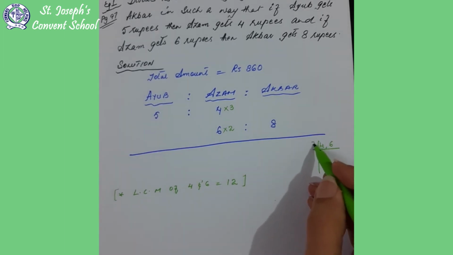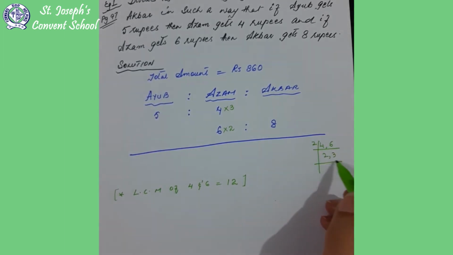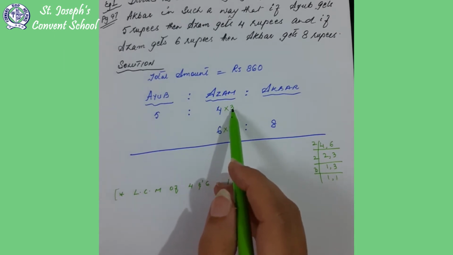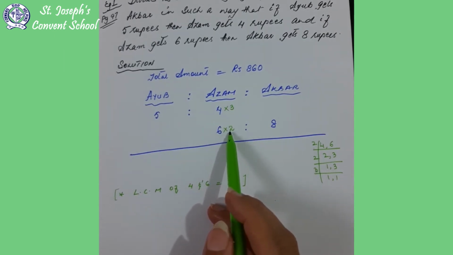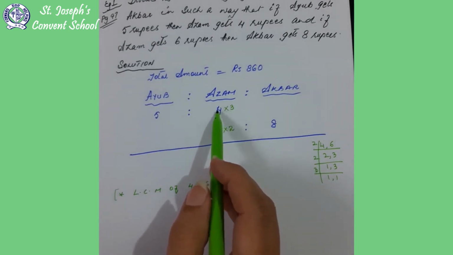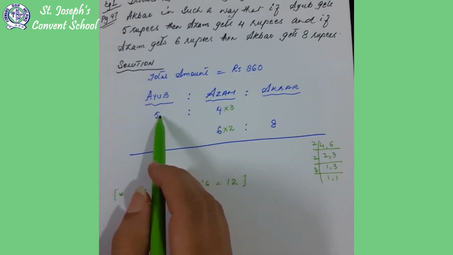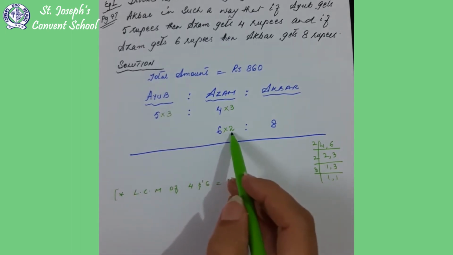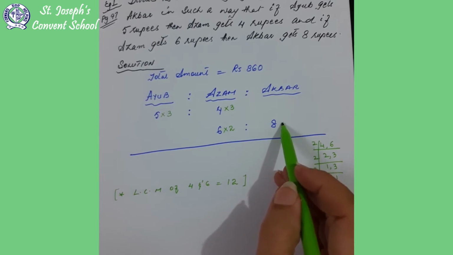So 2 into 2 is 4, 2 into 3 is 6, 2 into 1, and then 3 into 1. So 2 into 2, 4 into 3 is 12. So the LCM is 12. Now to get 12, we'll multiply 4 by 3 and 6 by 2. So you will get 12. Whatever we multiply with this 4, you'll multiply the same number in the same row. And here you are multiplying by 2, so the same row is multiplied by 2.